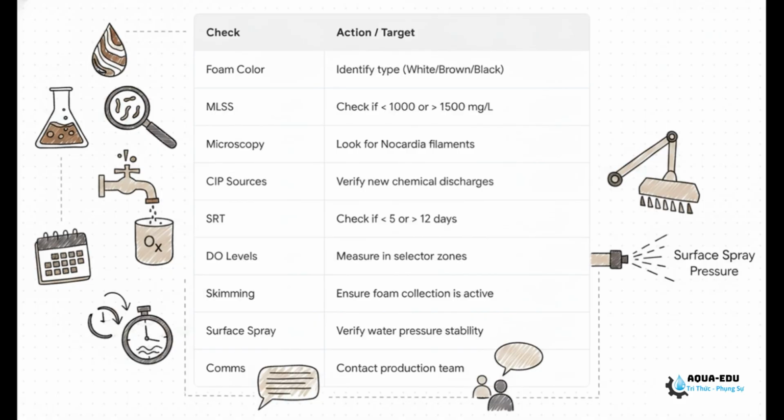Check the color. Check your MLSS. Look under the microscope. Verify the CIP schedule. Calculate your SRT. Read your DO levels at the selector zone. Ensure your skimming is active. Check the water spray pressure. And finally, communicate with the production team. Follow these exact steps, and you will absolutely stay in control of the plant.